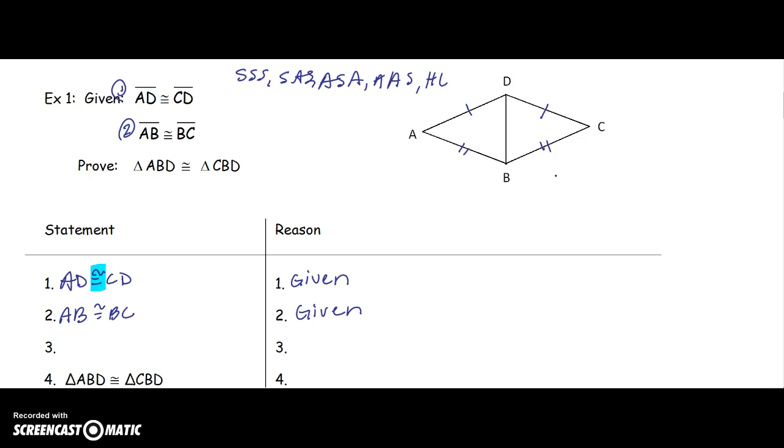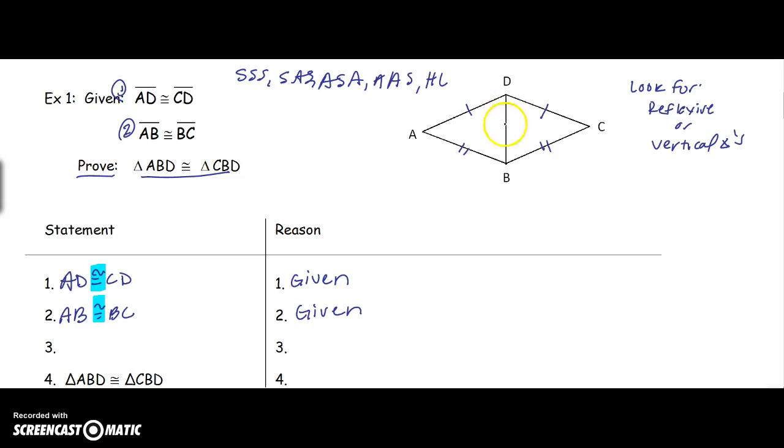But at this point, our goal is to prove that these two triangles are congruent, but you need 3 congruency statements. And at this point, we only have 2. If you run out of givens and you still are looking for one more congruency statement, always look for reflexive or vertical angles.